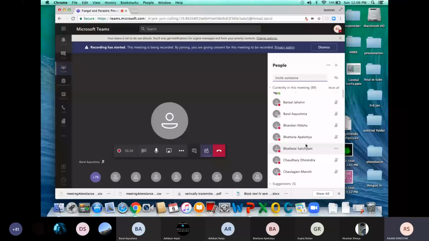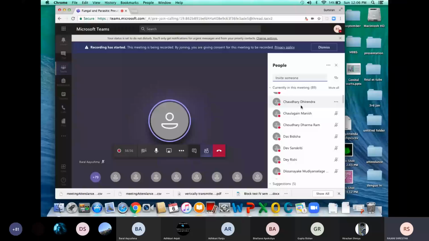So what are the signs and symptoms of Loeffler pneumonia? Mild cough, chest pain, dyspnea, fever, hemoptysis, difficulty in breathing.